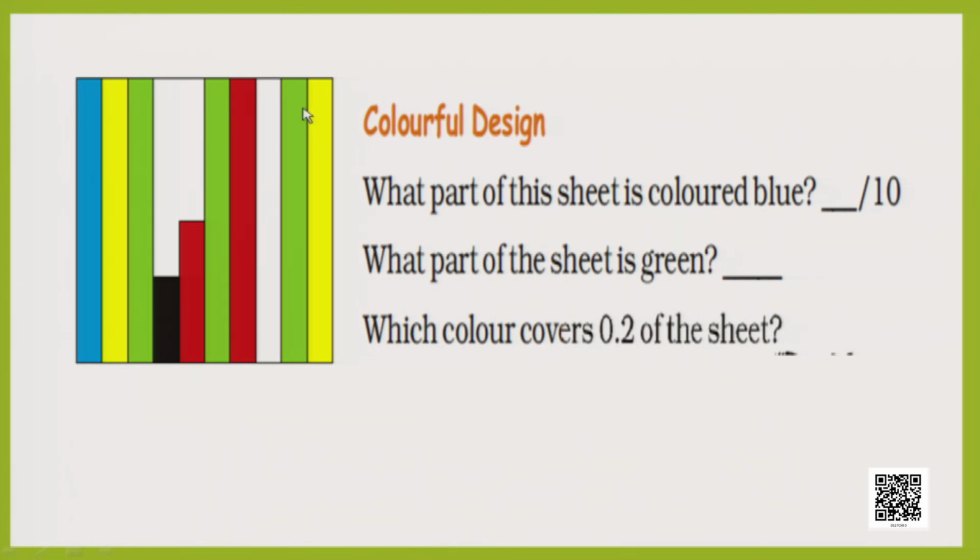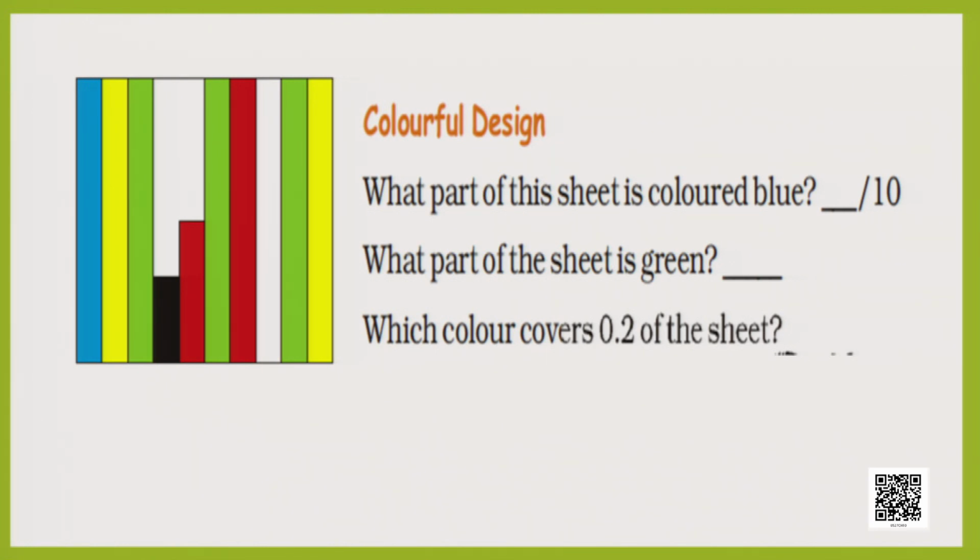So let's see the questions now. The first question is, what part of this sheet is colored blue? Now first we have to see how many total parts there are. Just now I told you there are 10 equal parts. 1, 2, 3, 4, 5, 6, 7, 8, 9, 10. So out of these 10 parts, how many parts are colored blue? You can see 1 out of 10.